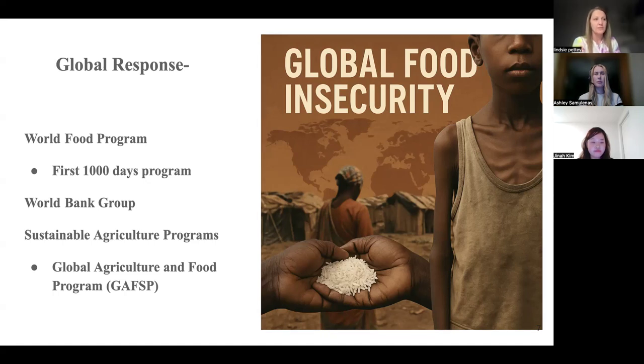Together, these global efforts illustrate how coordinated international action linking agriculture, nutrition, and inequality drives progress towards ending hunger and achieving Sustainable Development Goal 2.